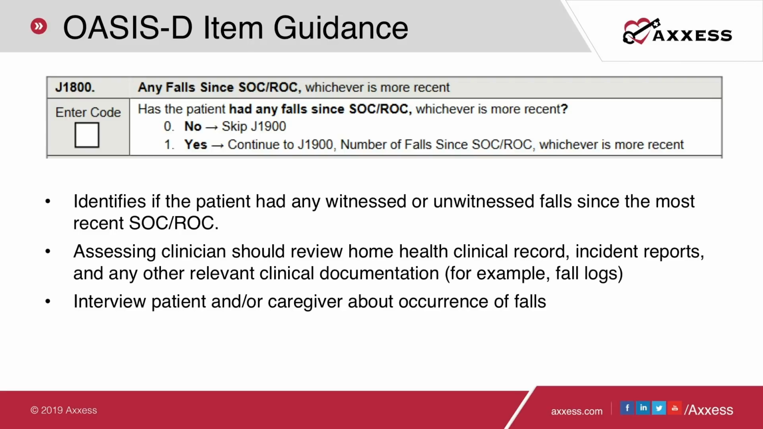So in order to answer this question, we have to review the home health clinic record, incident reports, and any other relevant clinical documentation. For example, if we have a fall log somewhere. We would also interview the patient and/or caregiver about occurrence of falls. And of course, we want to make sure that what we have reported here in this item matches what we have in our incident reports and our documentation. That could be a huge big deal on survey if these don't match, right?